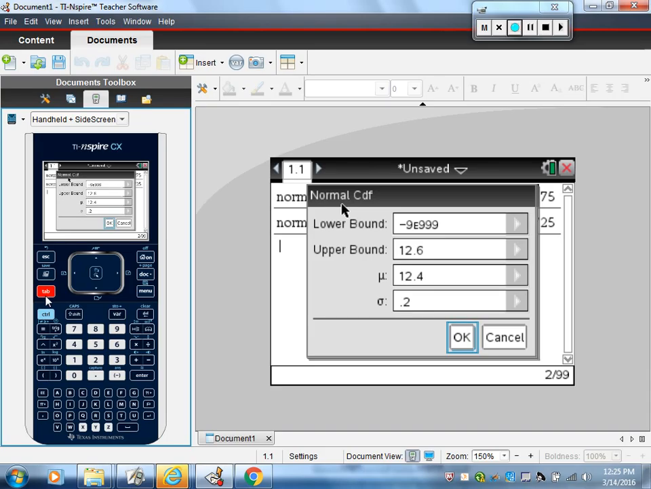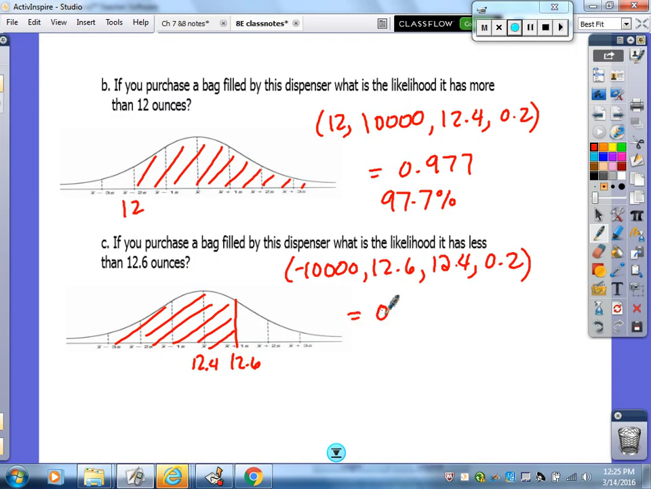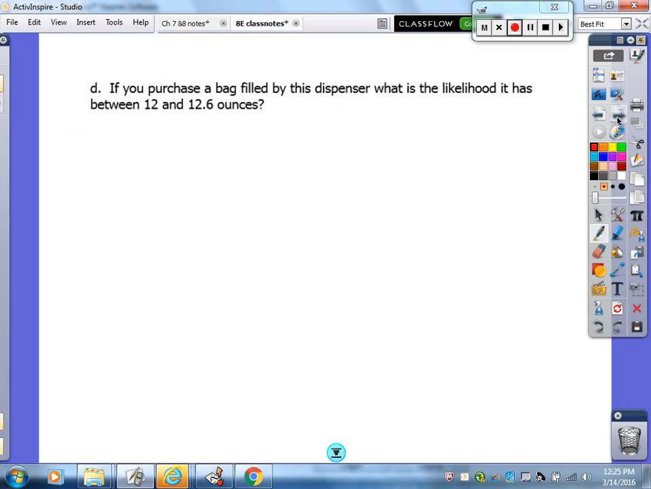All right, when you're ready, hit OK, and that's the area under the curve. So 84.1%, or 0.841. Remember, the SOL requires to put that 0 placeholder. So 84.1% of the time we'll have less than 12.6 ounces of chips in our bag. Okay, let's do one more like this, and then we'll do the other kind.